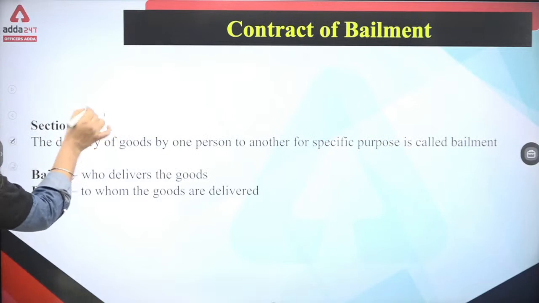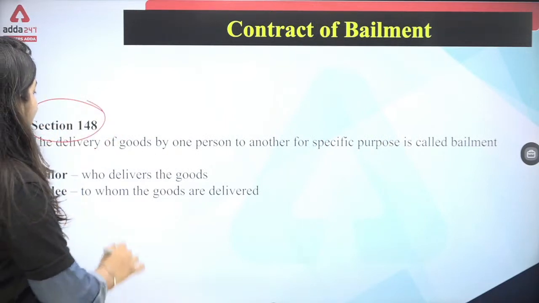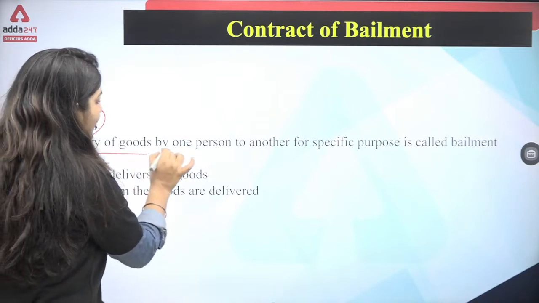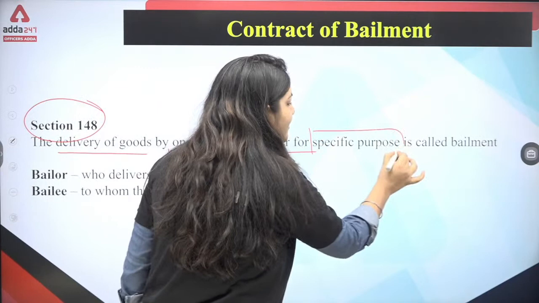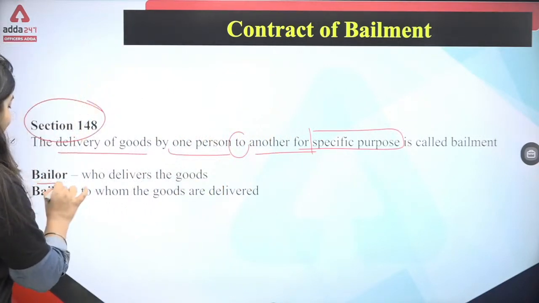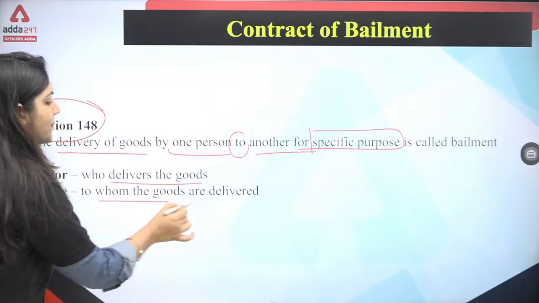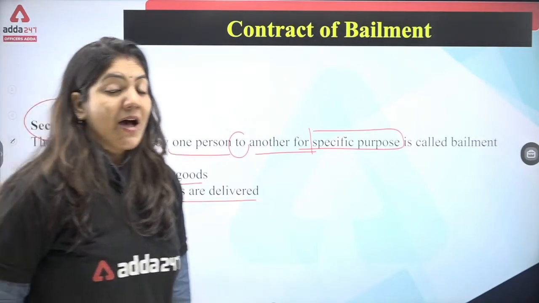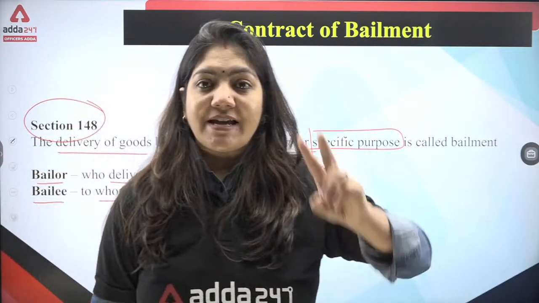First of all, you have to remember Section 148 of the Indian Contract Act. What does it say? The delivery of goods by one person to another person for a specific purpose is called bailment. Done. Now see, the bailor and the bailee. Bailor means who delivers the goods, and bailee is the one to whom the goods are delivered. Now I think this concept is clear to all of you. The bailment, indemnity and the guarantee.